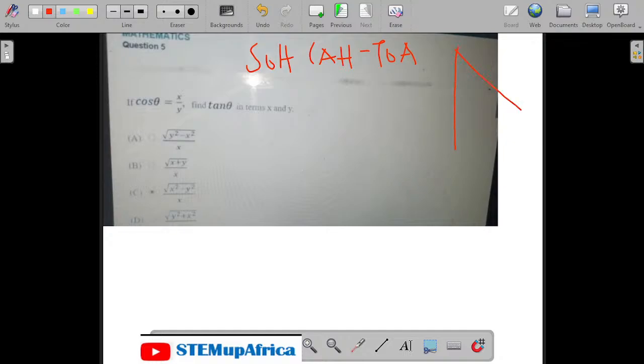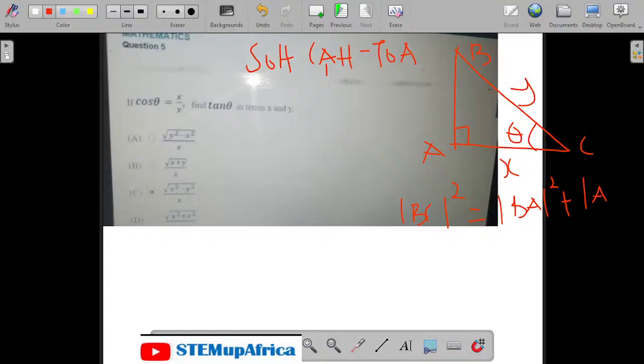So if I draw my right angle triangle, my theta, let me call here A, B, and C. The adjacent now is X. The hypotenuse is Y. So we need to find the opposite. To find the opposite, we are also going to use Pythagoras theorem, which says the hypotenuse squared equals the sum of the squares of the two other sides. My hypotenuse is BC, so BC squared equals BA squared plus AC squared.